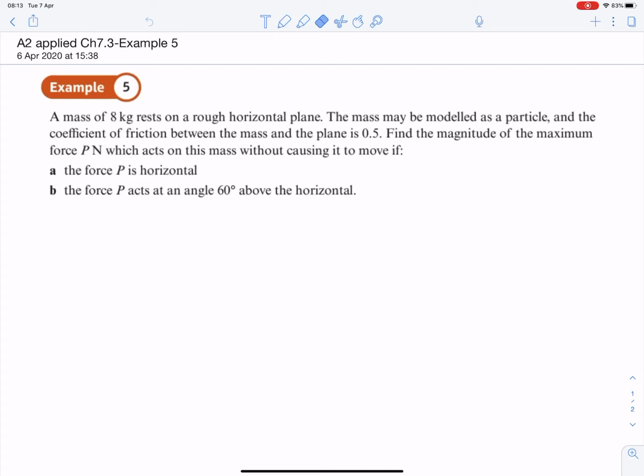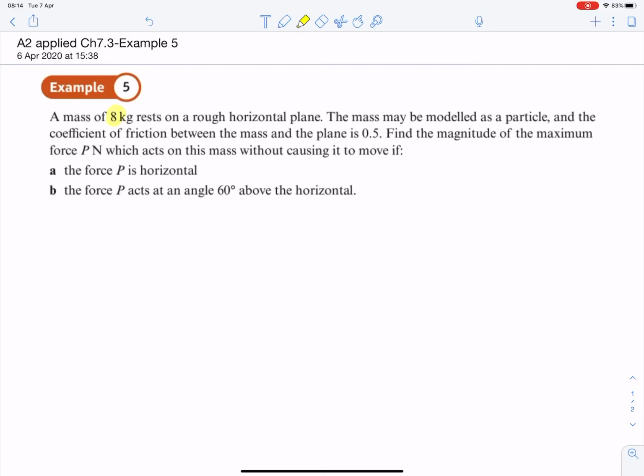Okay guys, so here we are for example 5 on chapter 7.3, which is the section on friction and static particles. So if you're taking notes or want a heading, this will be friction and static particles. So here we go, let's read through the question and pick out the key facts.